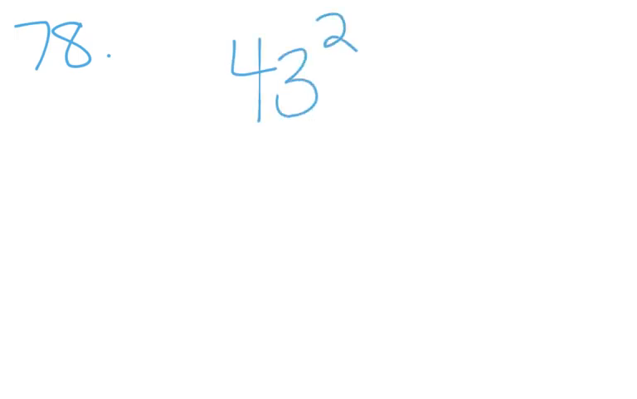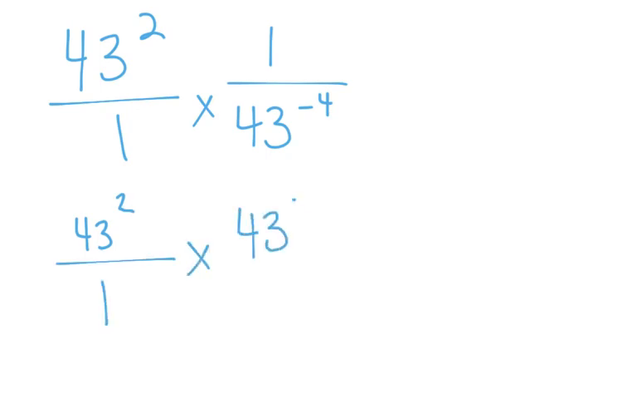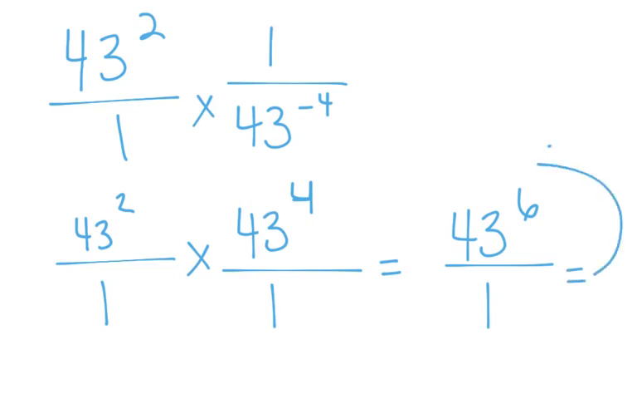Okay, and then number 78 is the last one for this section. You have 43 squared divided by 43 to the power of negative 4. Okay, we're going to write this out. 43 squared over 1 times 1 over 43 to the negative 4. This fraction does not change. We're going to flip this one. And now we can add our exponents and keep our base. Anything over 1 equals itself.